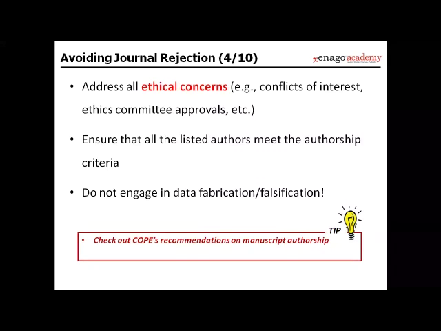Then you should ensure that all authors get listed and they meet the authorship criteria. So if you want to know more about authorship criteria, like who qualifies as the first author, who should ideally be listed as a co-author, what's a corresponding author, you should go to the COPE website. And if you go to inago.com/academy, we have posted some relevant articles on authorship on our website.